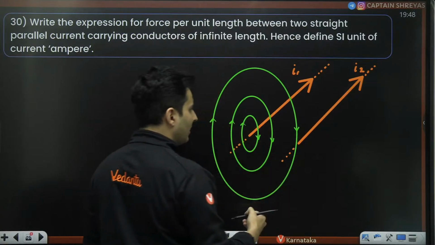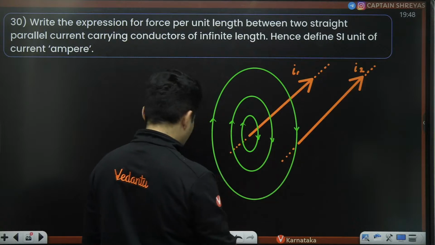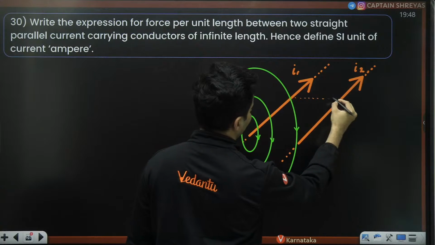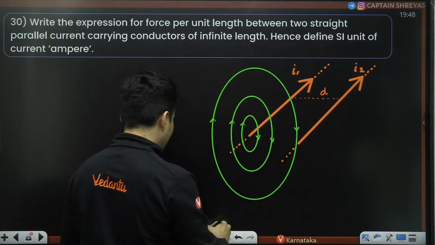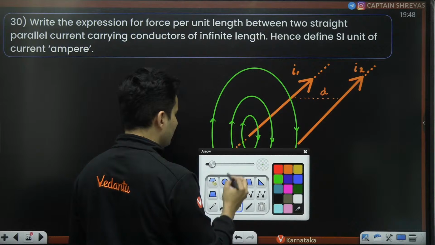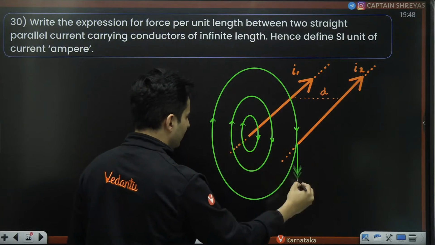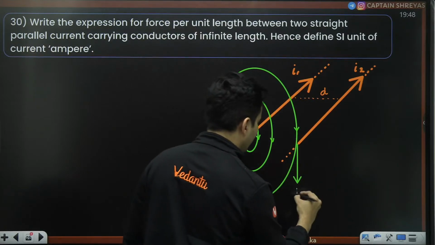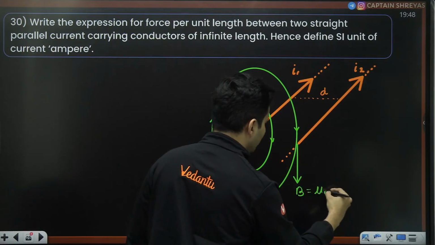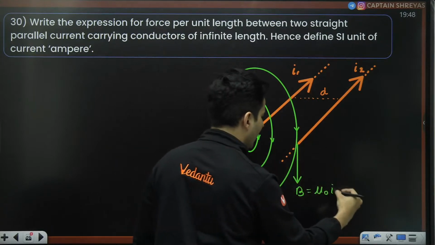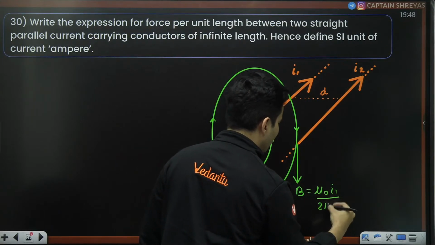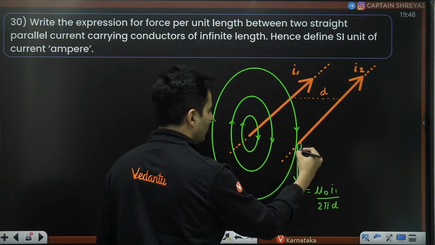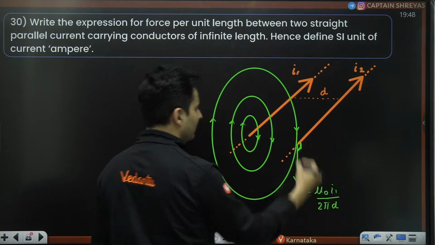If you consider this particular wire, by the way, let's assume that the distance between the two wires is basically d. So at this particular point, if you ask me what is the magnetic field, it will be downwards like this, and that magnetic field will have a value mu naught I1 by 2 pi d, because of this current. Distance is basically d, and the magnetic field is downwards.